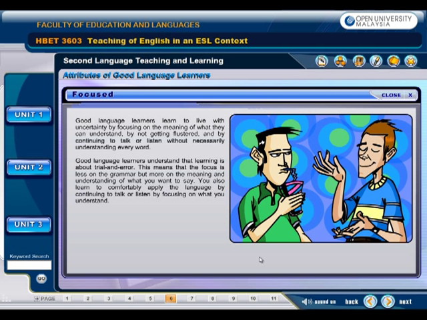Good language learners understand that learning is about trial and error. This means that the focus is less on the grammar, but more on the meaning and understanding of what you want to say. You also learn to comfortably apply the language by continuing to talk or listen by focusing on what you understand.